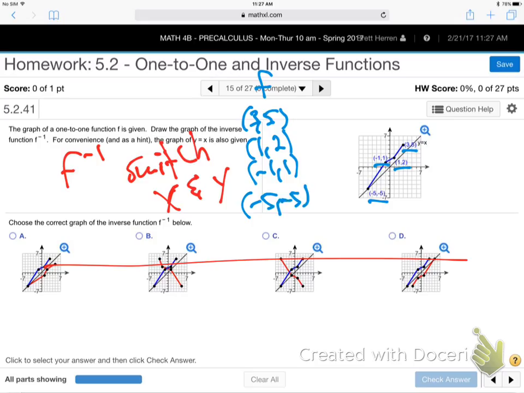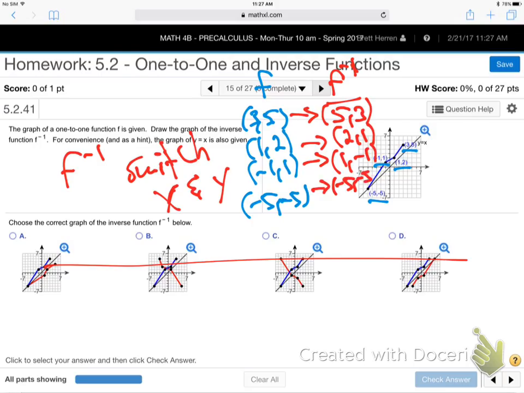All those will turn into inverse function points. 3, 5 will become 5, 3. X and Y will trade, right? 1, 2 will become 2, 1. Negative 1, 1 will become 1, negative 1. And negative 5, negative 5 won't change because they're both the same, X and Y. So when they trade, nothing's different.